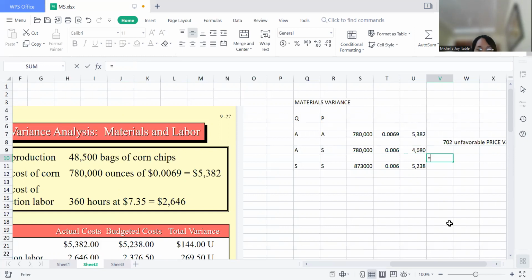How much is the difference? Actual minus standard. It came out negative, okay? The standard is higher than the actual. This means, when it comes to usage, we anticipated that we would need this much quantity for these 48,500 bags. But in actual, it turned out to be less. We produced 48,500 bags at a lesser quantity. So, that is favorable. So, a favorable quantity variance.